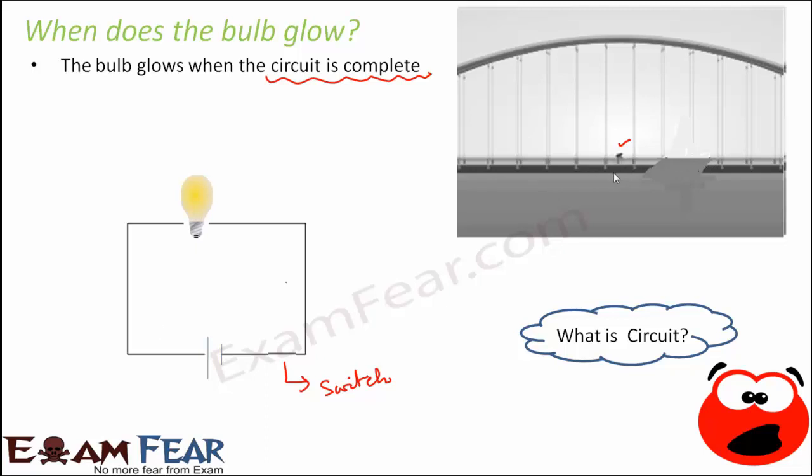So the same thing happens here. When the circuit is complete, there is a path for the electrons to flow and therefore there is a current in the circuit. But when we break the circuit, then the circuit becomes incomplete and therefore the electrons can't flow and therefore there is no current.